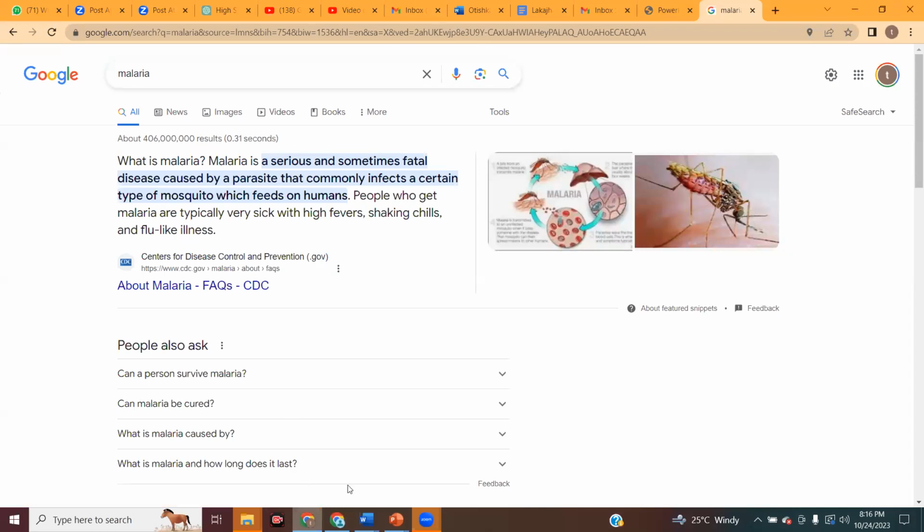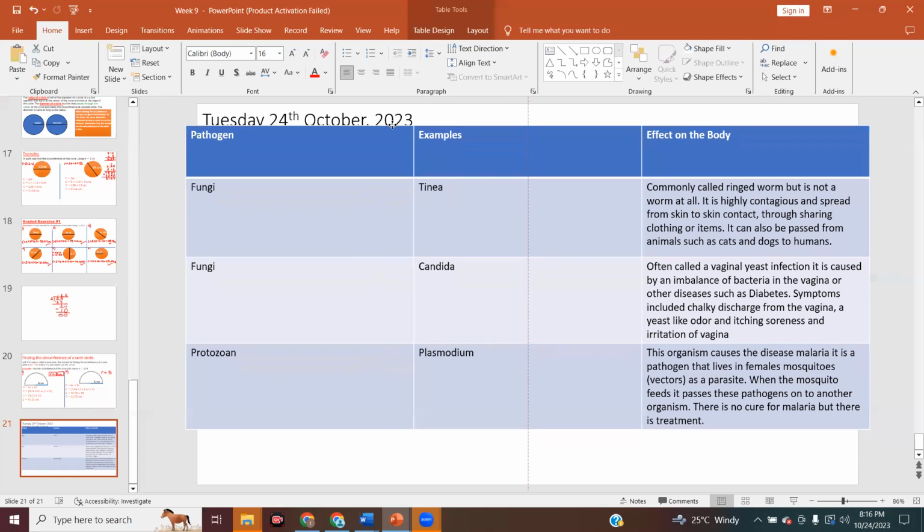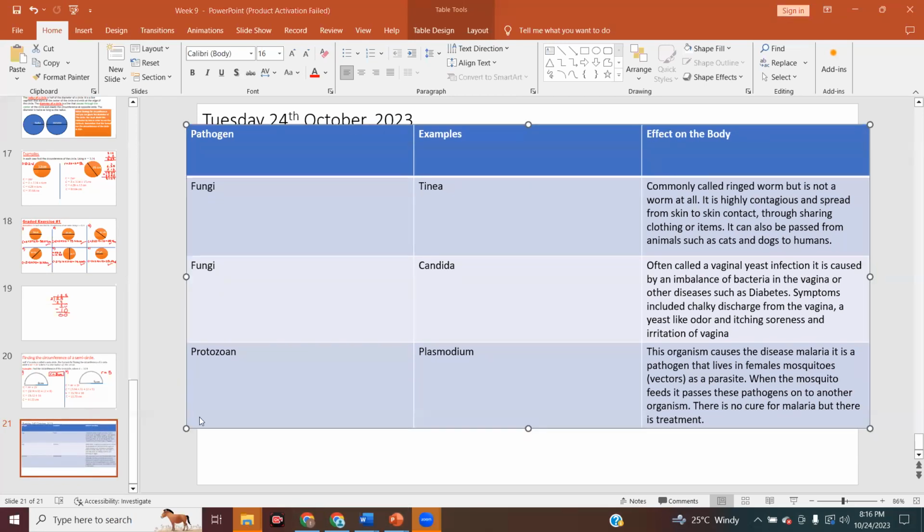So yeah, that's malaria. Now the last one is going to be, and then we're done. Finally, we're done with pathogenic diseases. I can't wait.